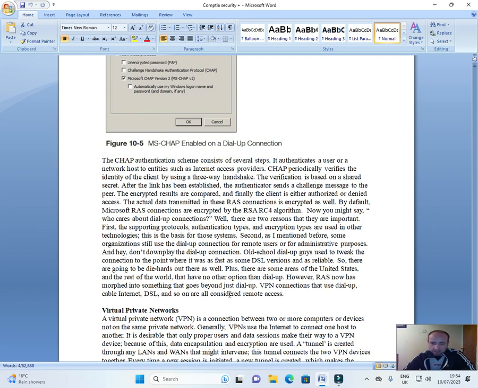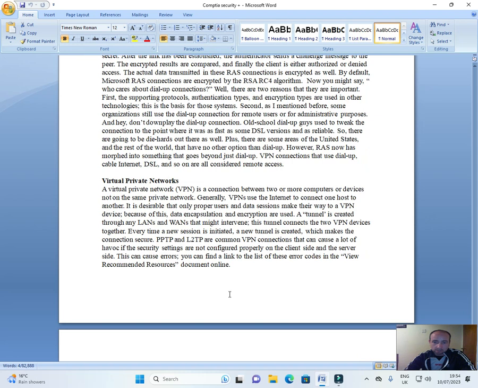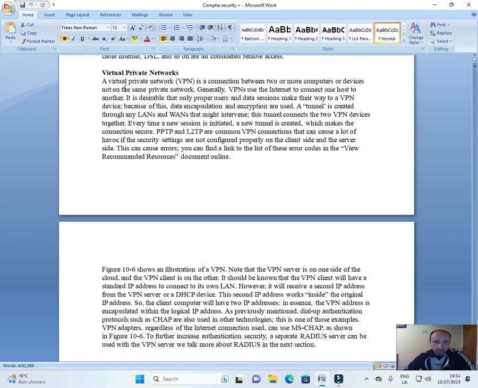VPN connections that use dial-up, cable internet, DSL, and so on are all considered remote access. Virtual private networks. A virtual private network, VPN, is a connection between two or more computers or devices not on the same private network. Generally, VPNs use the internet to connect one host to another. It is desirable that only proper users and data sessions make their way to a VPN device. Because of this, data encapsulation and encryption are used.